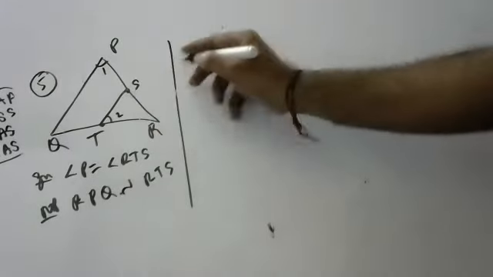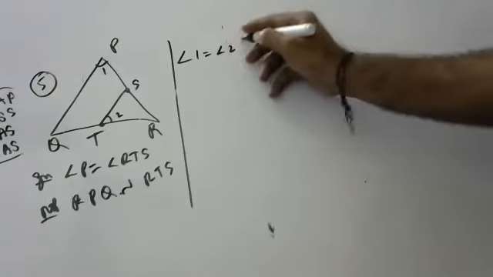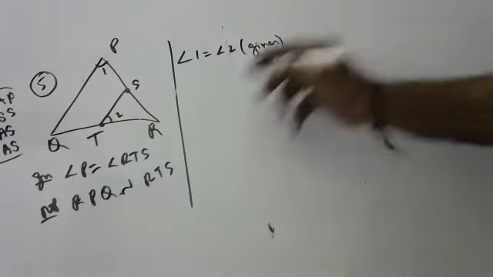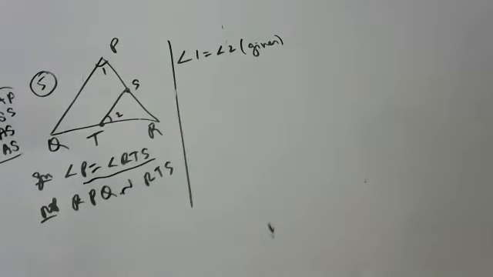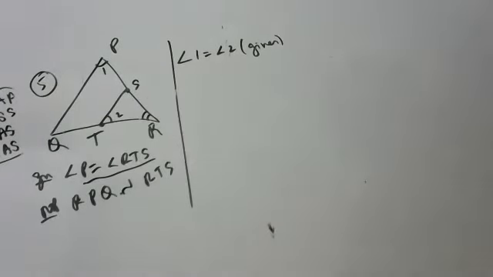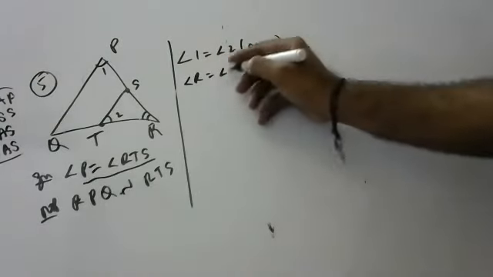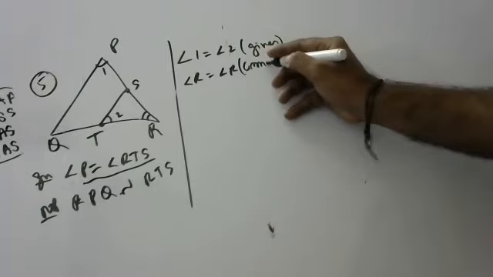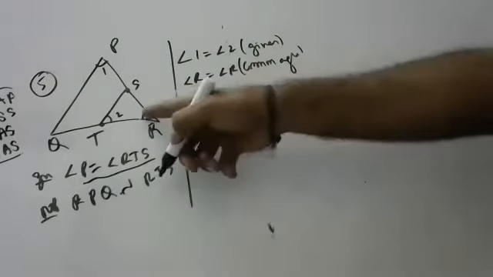Angle 1 is equal to angle 2. Why? Alternate. Given. Angle 1 is equal to angle 2, given, children. They only give. In the small triangle and big triangle, which angle is common? Angle R. Angle R is equal to angle R because it is a common angle. It is there in the small triangle and the big triangle.